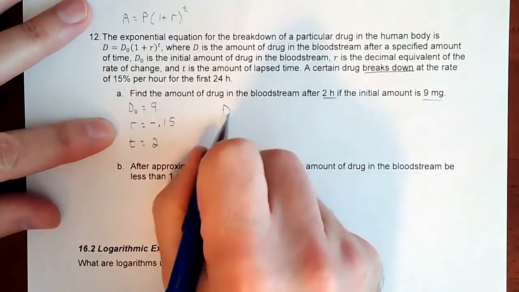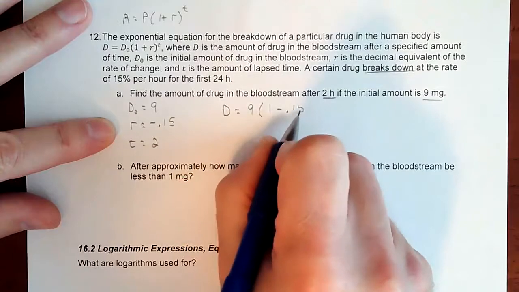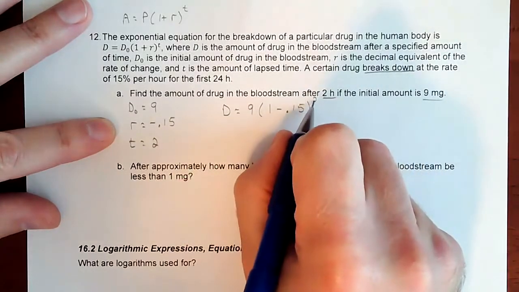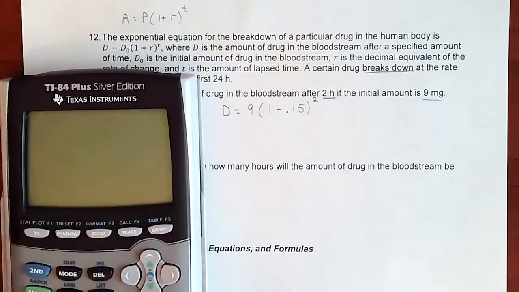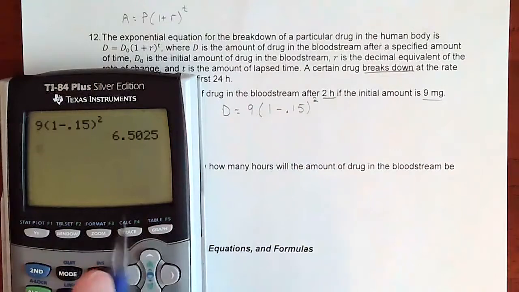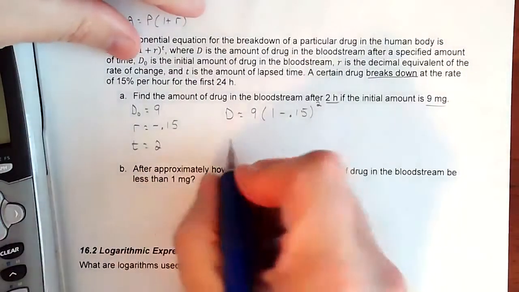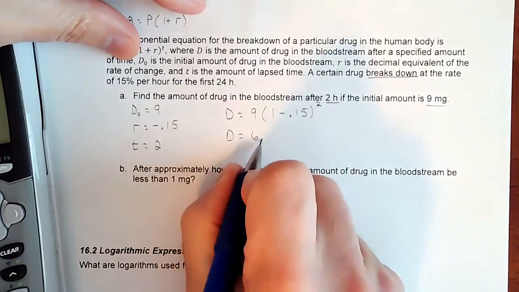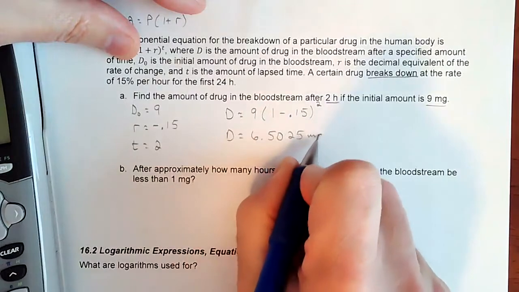Okay, so D equals 9 times 1 minus 0.15, and raised to the second power. So we're losing 15% twice. So our look is 9 times 1 minus 0.15 raised to the second power. So after 2 hours, we would have left of medicine 6.5025 milligrams. So 2 hours would be 6.5025 milligrams left.